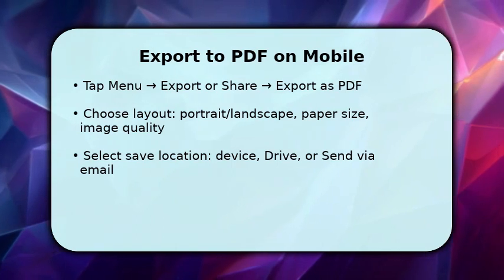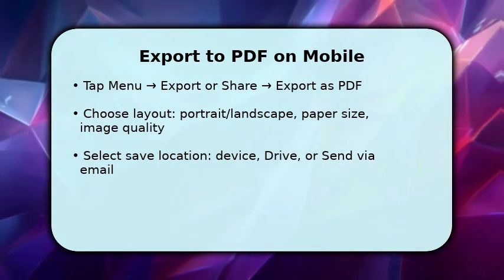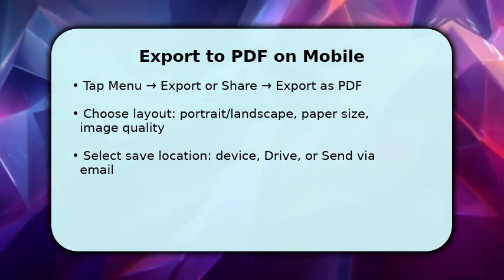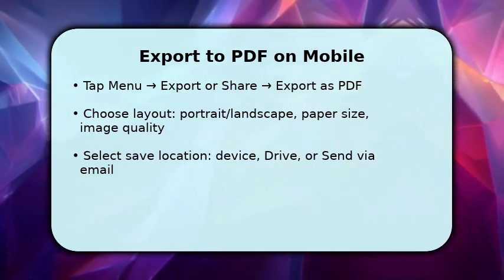In Word, tap File or Menu, then Export or Share and pick PDF. In Google Docs, choose Share and Export, then Save as, then PDF. Make sure to set layout and image quality so graphics look sharp, but file size stays reasonable.